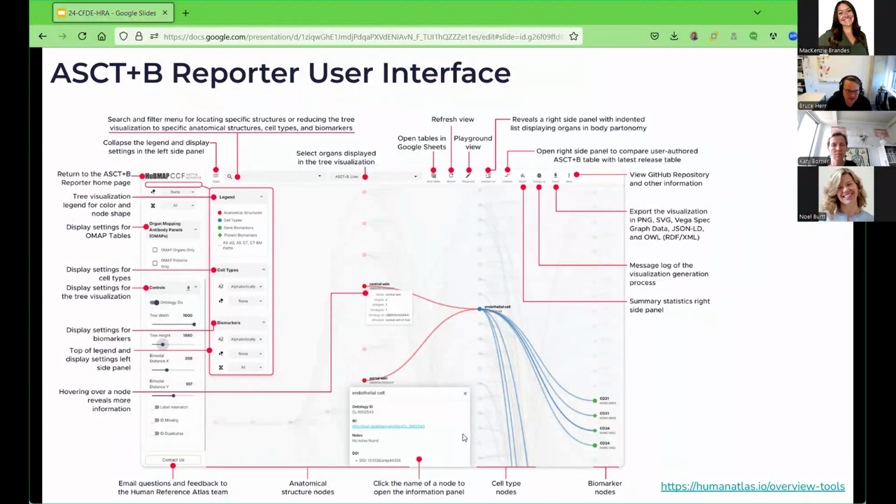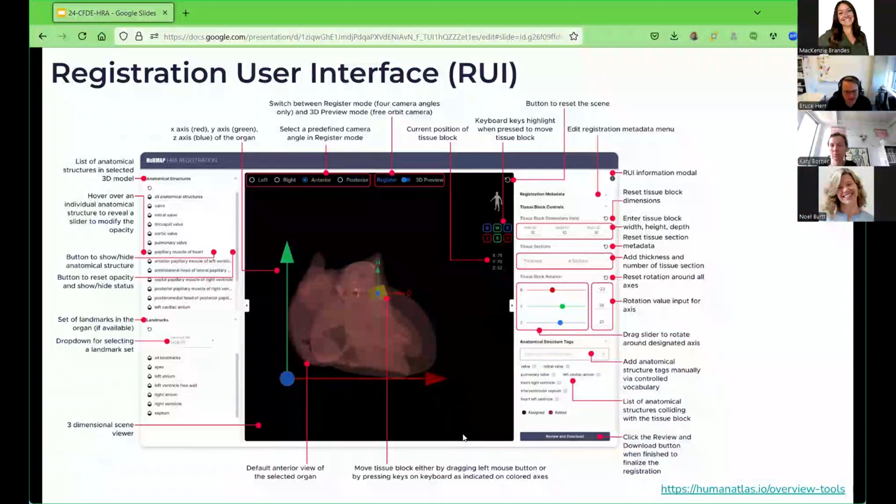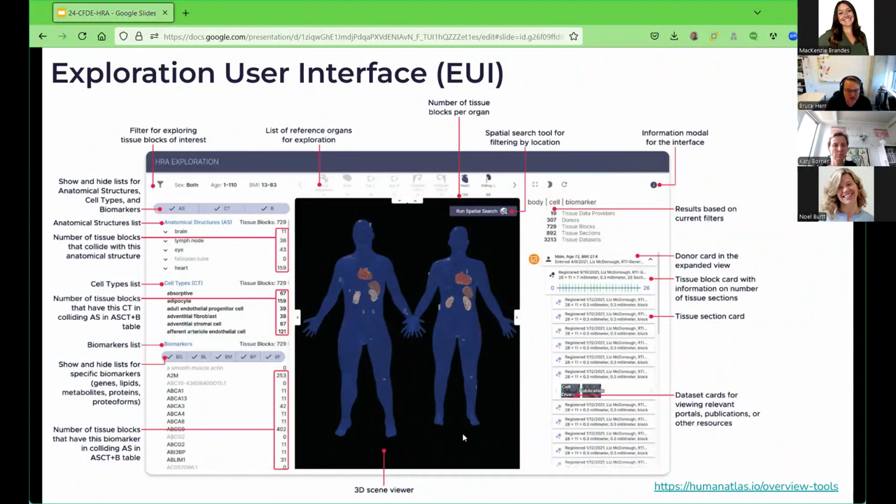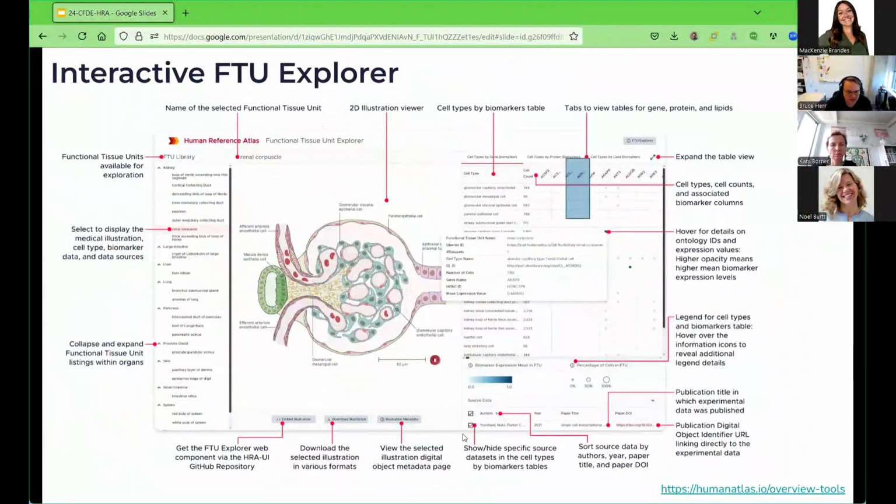So the ASCT plus B user interface allows you to create and view ASCT plus B tables. The RUI allows you to register experimental data to the Atlas using these tissue blocks. The exploration user interface has a catalog of all the data that we've registered, and actually the tool itself can be narrowed down for a specific consortia where needed. And the interactive FTU Explorer allows you to look at the individual functional tissue units and then data associated with it, looking at the cell populations and things like that.